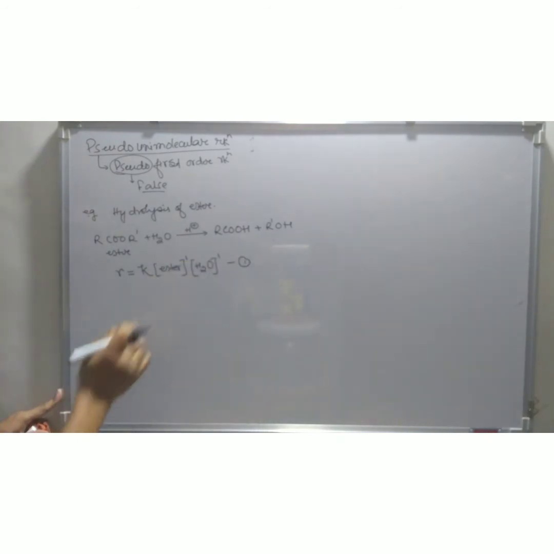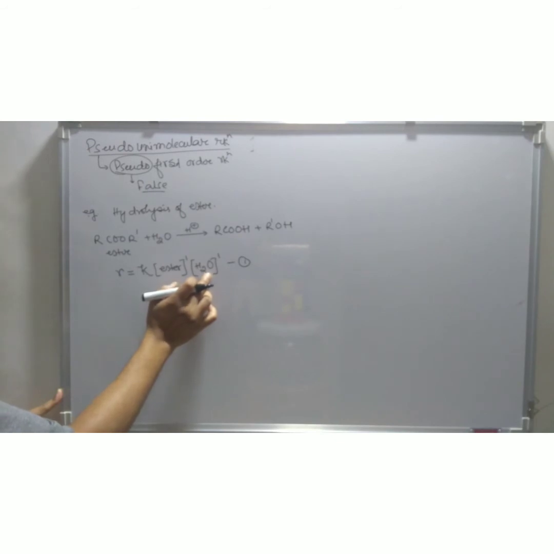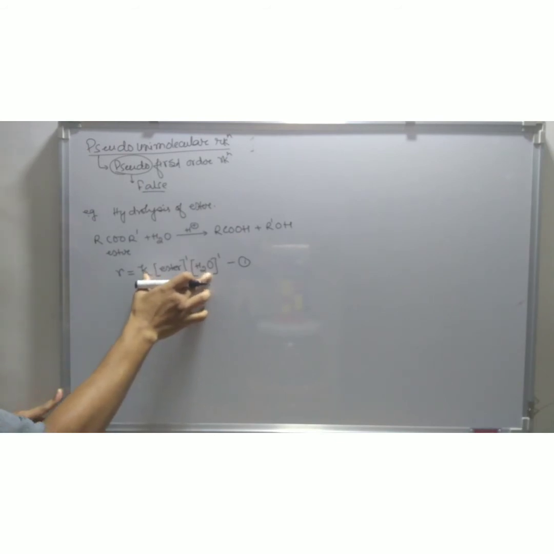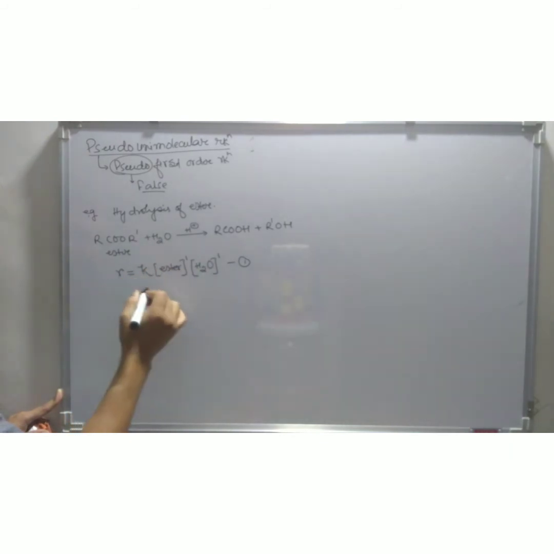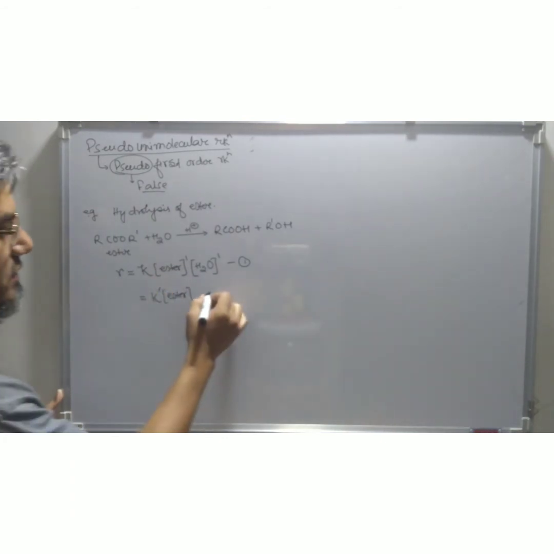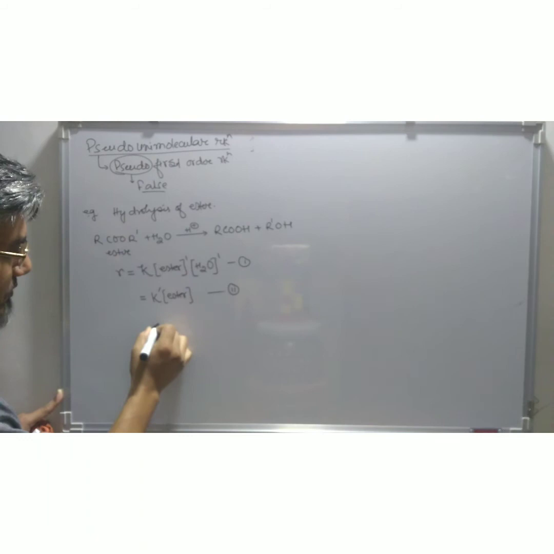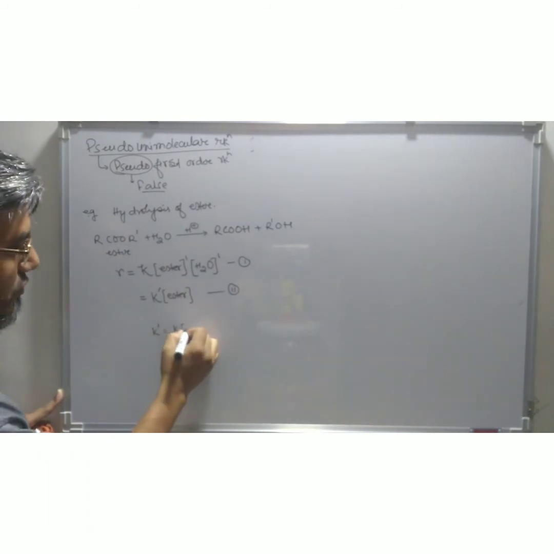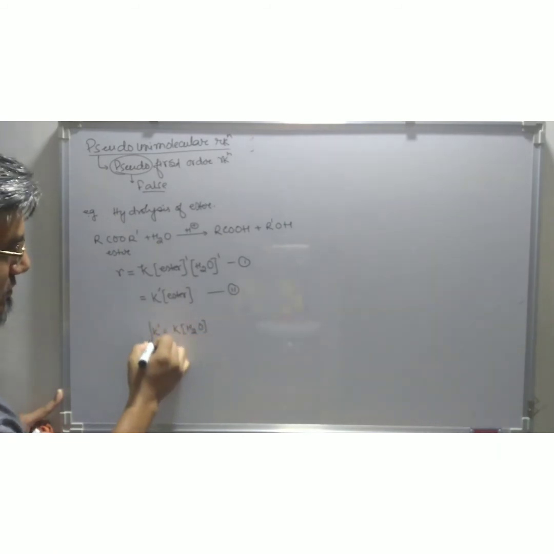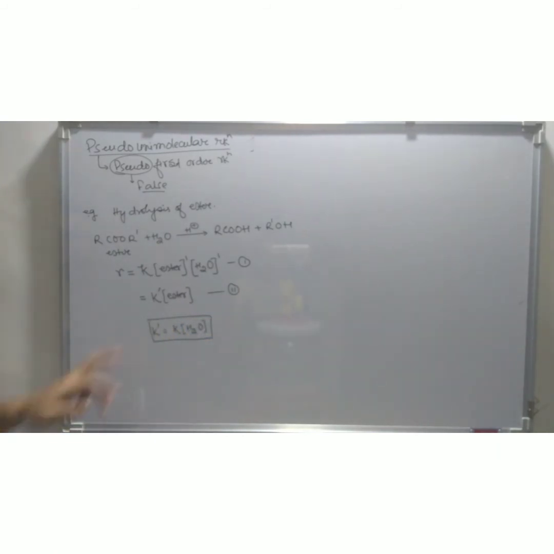So let this be equation 1. Since water is taken in large excess, its concentration remains constant, so we can merge it with the rate constant K. So this reaction can be written as K prime into the concentration of ester. With respect to ester, this is first order. Let this be equation 2. K prime is equal to the constant K into the concentration of water. So the solvent being taken in large excess, the amount reacted is very small, so we can say that this is almost constant.